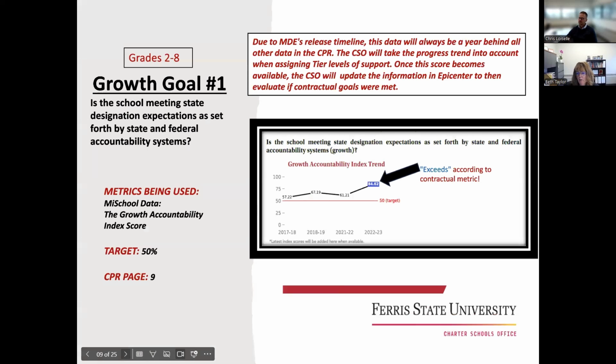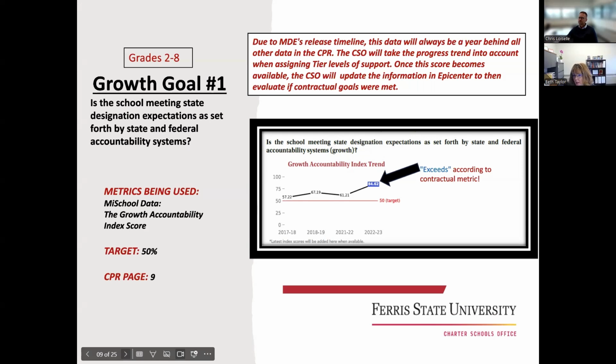All right, let's take a look at our goals. As you know, you have 2 main goals, growth goals and achievement goals. Under the growth goal, there are 3 areas that we are looking for. And the first one is the school meeting state designation expectations as set forth by the state and federal accountability systems. Now, due to MDE's release timeline, this data will always fall a year behind all the other data in the CPR. But the CSO will take progress trend into account while assigning tier levels of support.